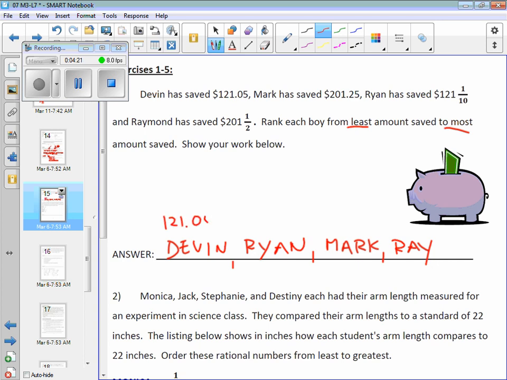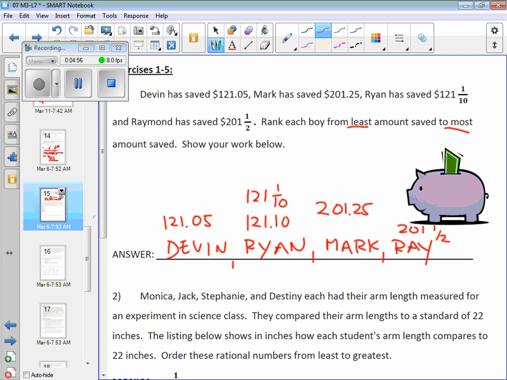If you didn't do the names and did the numbers instead, I'll list the numbers. 121 and 5/100ths. Ryan was 121 and 1/10, which is 0.10, which is 121 and 1/10. Mark was 201.25, and Raymond was 201.5. Okay?